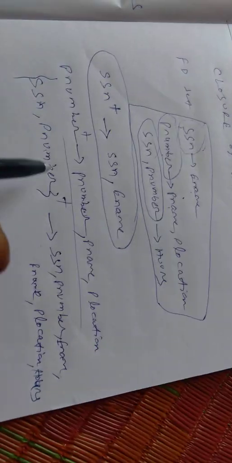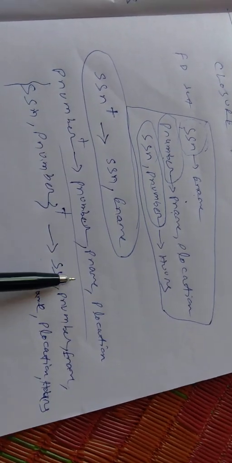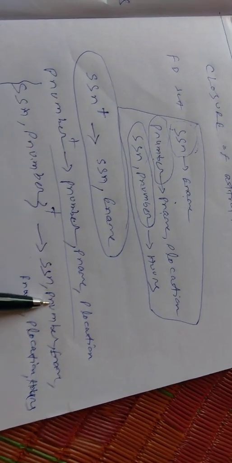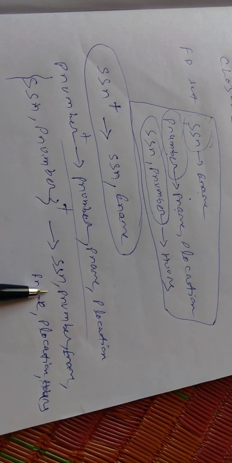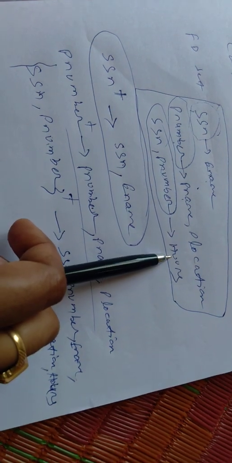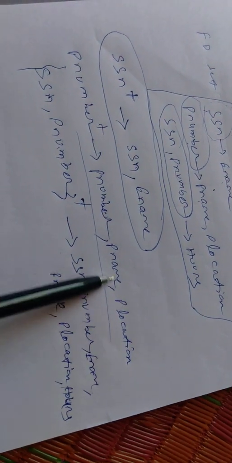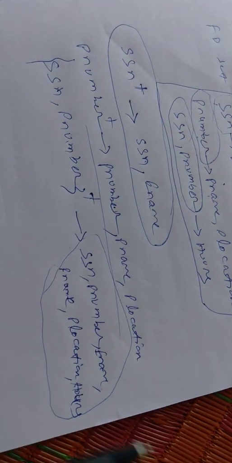So what you got? Closure of these two attributes, SSN and p number, will be themselves, then what they are deriving. SSN is deriving ename, p number is deriving p name, p location, then combined they are deriving hours, so hours will also be there. So it will contain all the attributes.